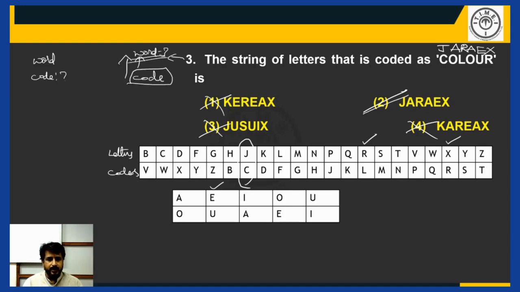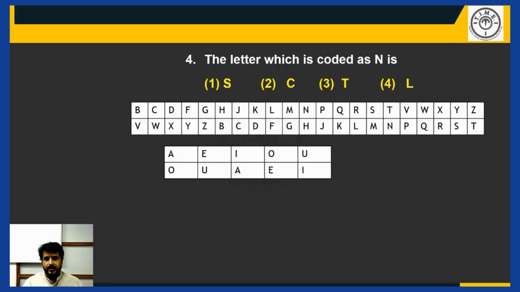వర్డ్ ఇచ్చి కోడ్ కనుక్కోమంటే ఇలా కనుక్కోవాలి. కోడ్ ఇచ్చి వర్డ్ కనుక్కోమంటే రివర్స్లో కనుక్కోవాలి. Now move to the next question. The letter which is coded as, again, so we have given a code, we have to find the word or letter. What is the code given? N. So reverse approach. Which is coded as N? T. T. Choice 3.